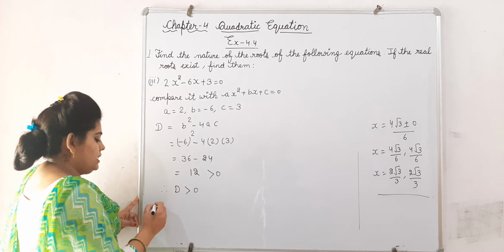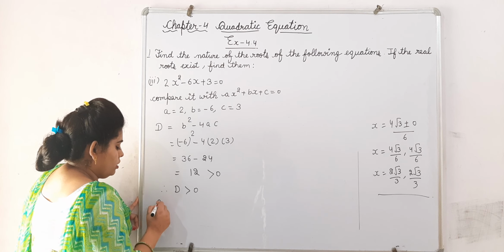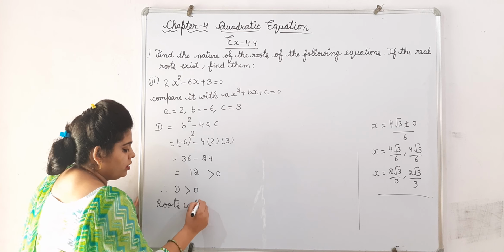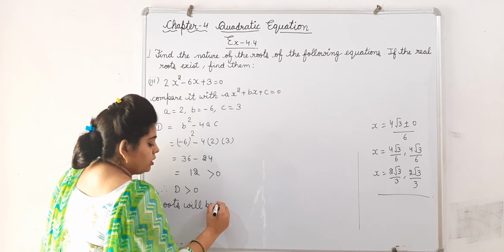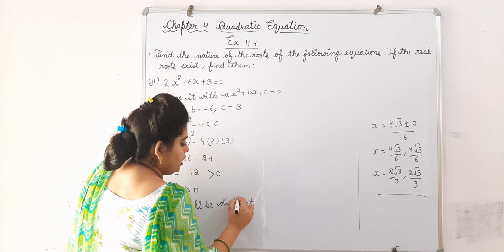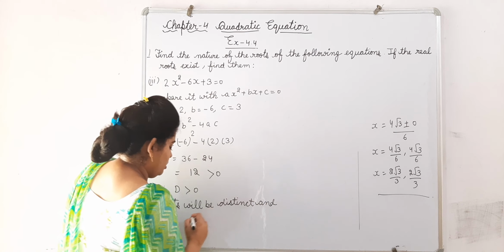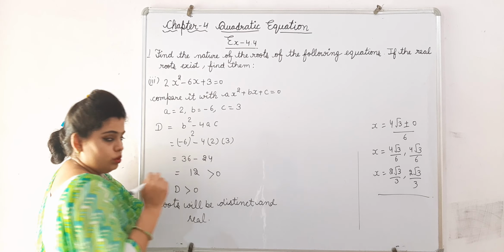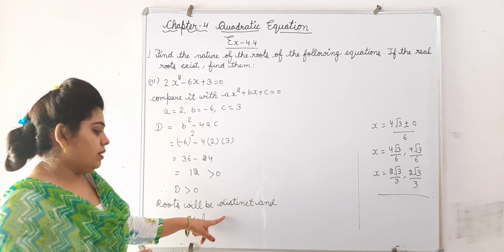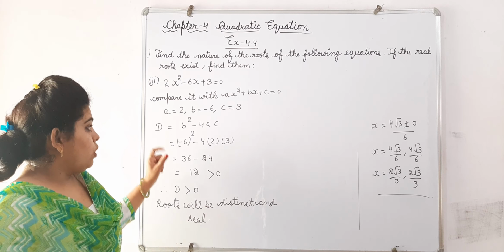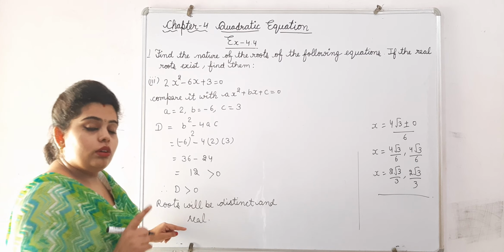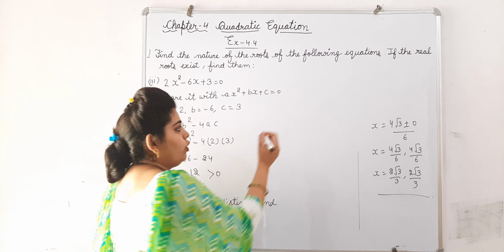Roots will exist, and the roots will be distinct and real. Roots will exist and roots will be real, and distinct means x will have different values, or both roots will have different values. So now we will find the roots using the quadratic formula.